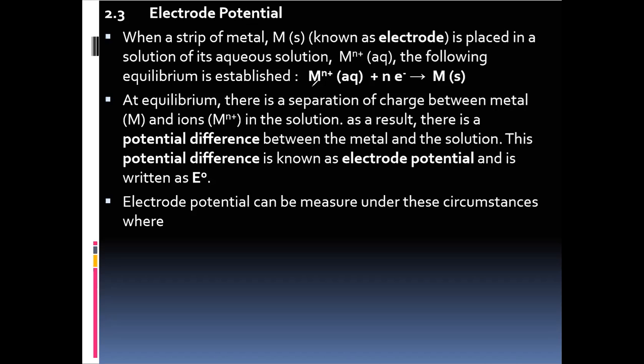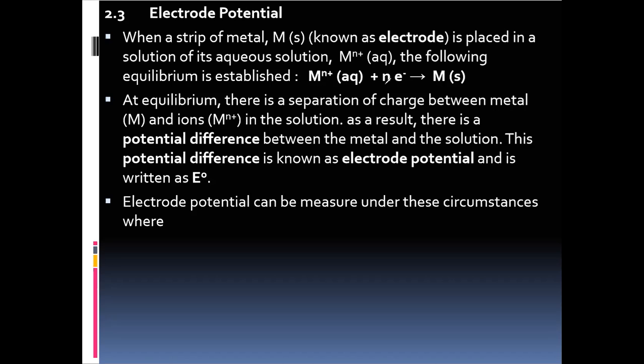Now, it will give us this equation. The equation is Mn+ plus ne minus, meaning that whatsoever charge is here is what will be in front of our electron, and that will end up giving us M solid. You can see our electron is on the left-hand side, meaning that this equation here is a reduction half reaction.